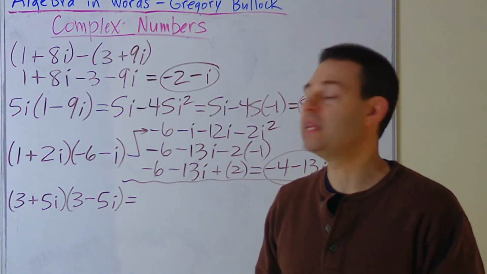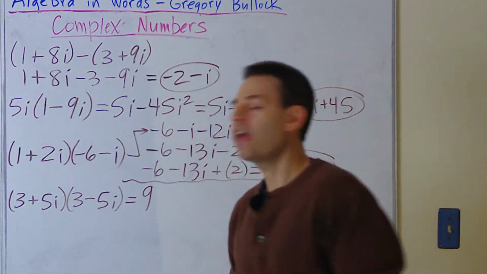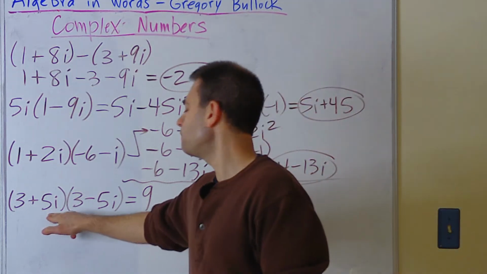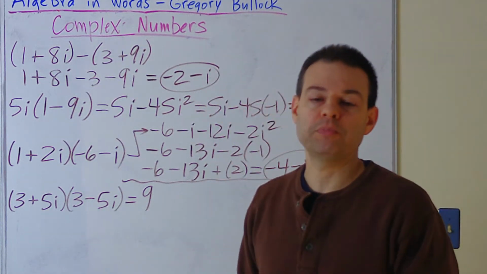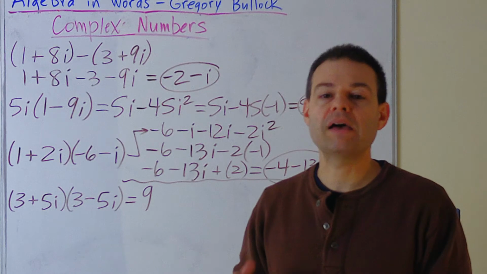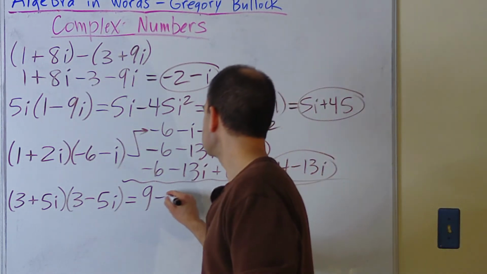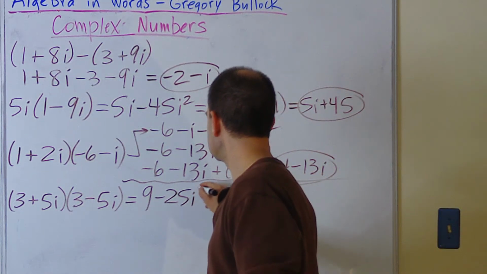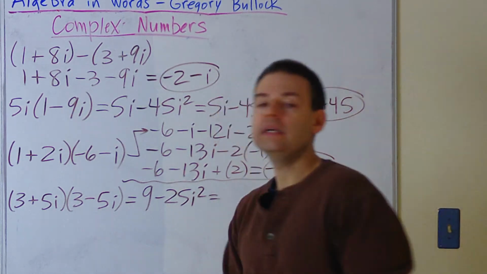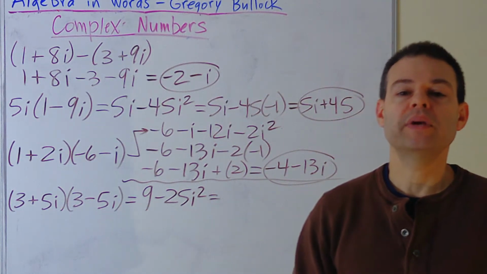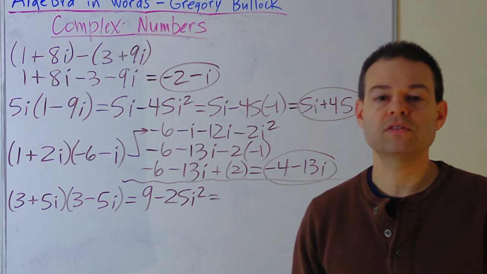And that means all we really need to do is multiply the first terms. 3 times 3 would be 9. And multiply the last terms, 5I times negative 5I, which would be now negative 25I squared. Now you probably know where this is going. We have an I squared. Let's convert that into negative 1.